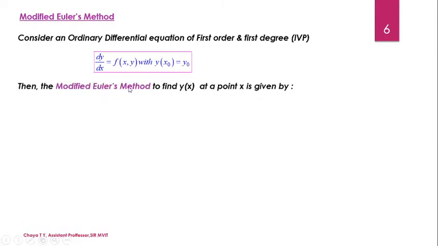Using this method, we are going to find the value of y at some point of x which satisfies the equation. Remember, since this is a numerical method, we are going to get an approximate solution of the equation, not the exact one. So, let us see the formula of the modified Euler's method. So we have the formula here.